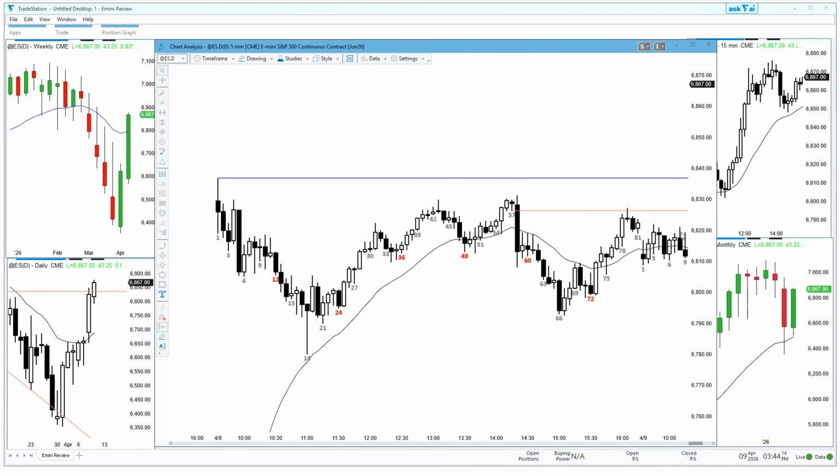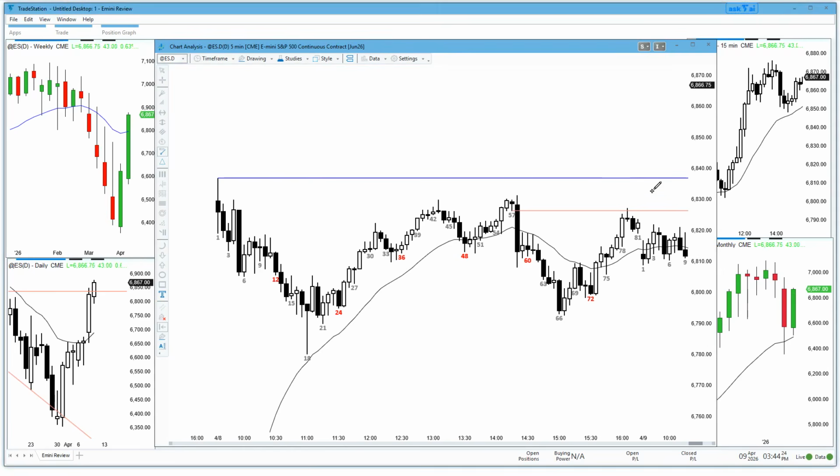9 pulls back, bar 8 gets a second leg down. Reversal and follow through, 8, 9, second leg down, likely. A couple ways to look at this. Some traders might view it as a triangle, and it is. Market's in a trading range. 1, 2, 3, 4, 5-legged pattern. So selling here might not be ideal.